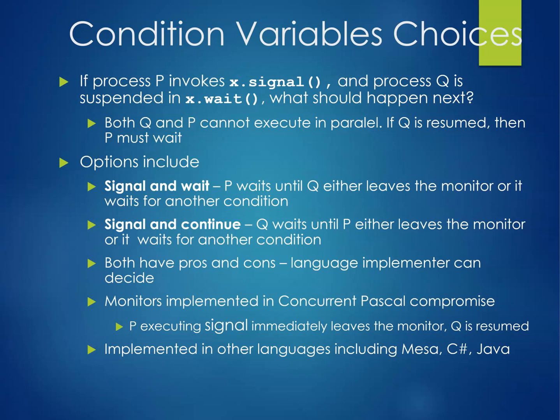Both have pros and cons. The language implementer can decide, although you don't see them all that often. Concurrent Pascal implemented it as a compromise: P executing signal immediately leaves the monitor and Q is resumed. They are implemented in other languages, including Mesa, C# and Java, but they're really not used all that much.